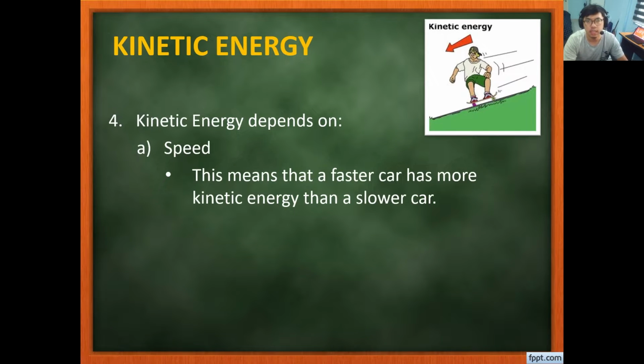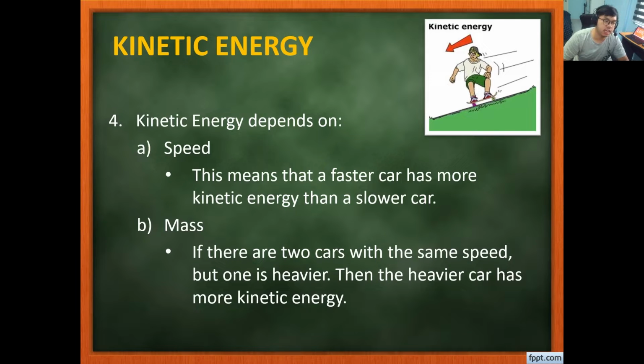Kinetic energy depends on two things. The speed: if that thing is faster, it has more kinetic energy. If it's slower, then it has a smaller kinetic energy. It doesn't have a lot of kinetic energy. The other thing is the mass. If something heavy is moving, that thing has more kinetic energy compared to something lighter. If something very light is moving, then it doesn't have a lot of kinetic energy.